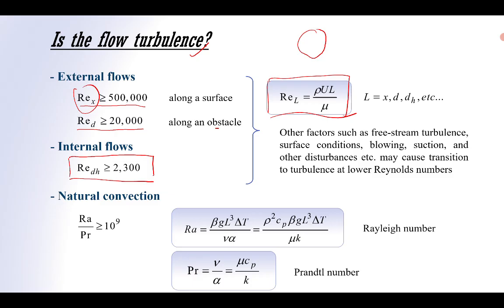And for natural convection, we sometimes do not refer to the Reynolds number; we refer to the Rayleigh number and also the Prandtl number. When the Rayleigh number times the Prandtl number is bigger than 10 to the power of 9, we consider the flow to be turbulent.